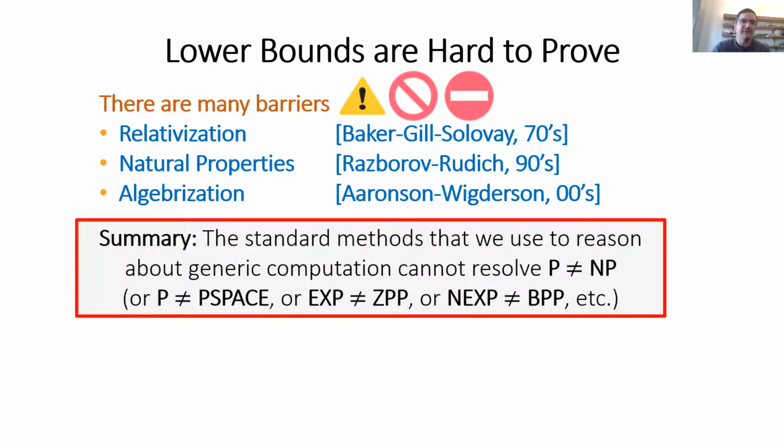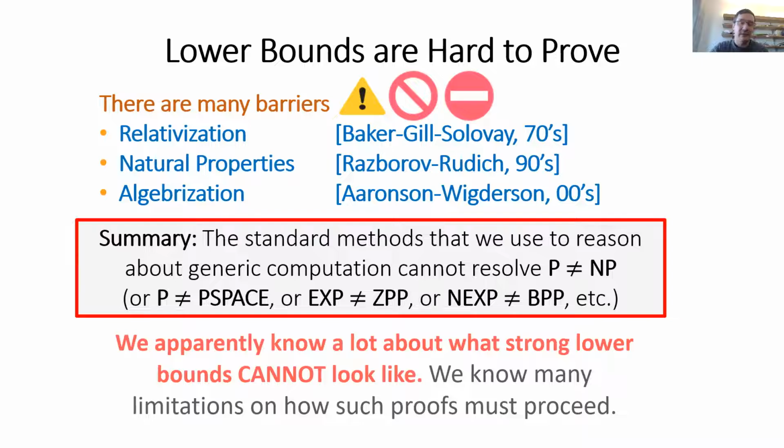The high-level summary of these efforts shows that the standard methods we use to reason about generic computation simply cannot resolve P different from NP, but also can't resolve P different from PSPACE, EXP different from ZPP, and EXP not equal BPP, a whole host of problems. There's a huge frontier of problems we cannot resolve using standard methods that we know. All right. So we apparently know a lot about what strong lower bounds cannot look like. We know many limitations on how such proofs must proceed.